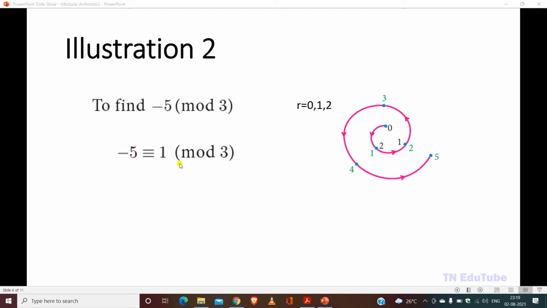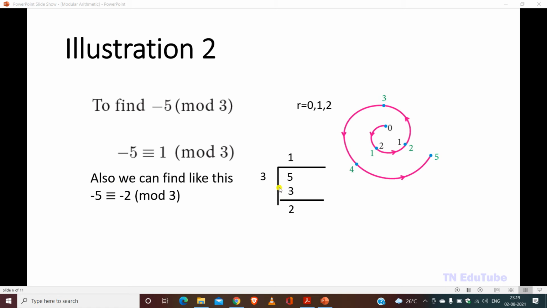How will you get this without drawing such a figure? See that when you divide positive 5 by 3, you get the remainder 2, isn't it?